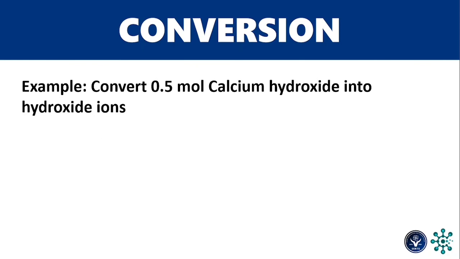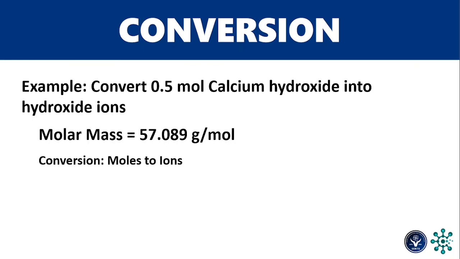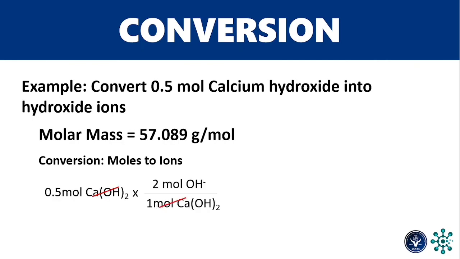Lastly, convert 0.5 moles of calcium hydroxide into hydroxide ions. The molar mass of calcium hydroxide is 57.089 grams per mole. This is an example of moles to ions conversion. It is possible because calcium hydroxide is an ionic compound. 0.5 moles of calcium hydroxide times the conversion factor. This is from the fact that calcium hydroxide is composed of calcium 2 plus ions and hydroxide ions.